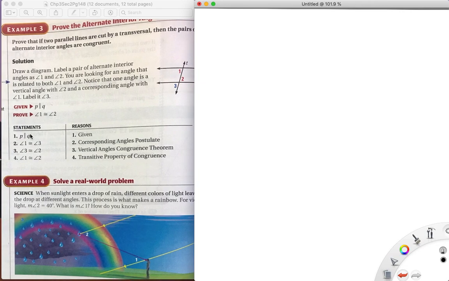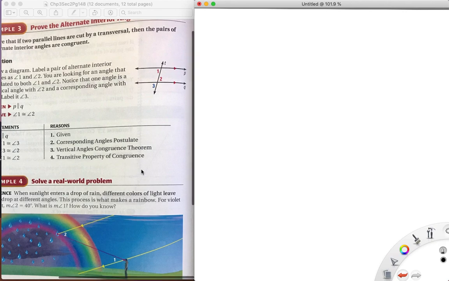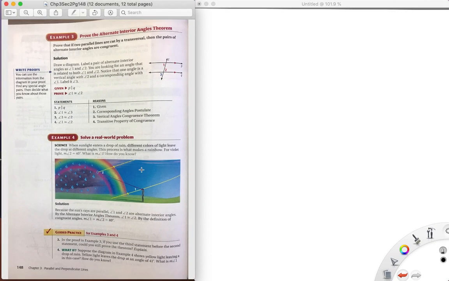First thing is you're given these are parallel lines. Then I can say that angle 1 and angle 3 are congruent because of the corresponding angles postulate, which says that corresponding angles are congruent. Then I can say that angle 3 and angle 2 are congruent because of the vertical angles theorem. And then I can use the transitive property of congruence to say if 1 is congruent to 3, and 3 is congruent to 2, then 1 is congruent to 2. That is the proof of alternate interior angles.